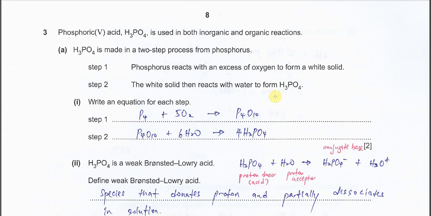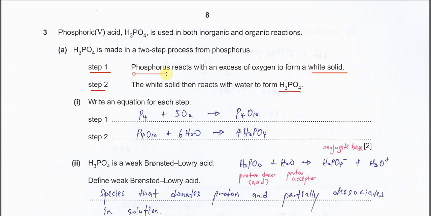Question 3. This question is about phosphoric(V) acid. Part A. The phosphoric(V) acid is made in a two-step process from phosphorus. Step 1. Phosphorus reacts with excess oxygen to form a white solid. Step 2. The white solid then reacts with water to form H3PO4. So therefore the equation is quite easy.